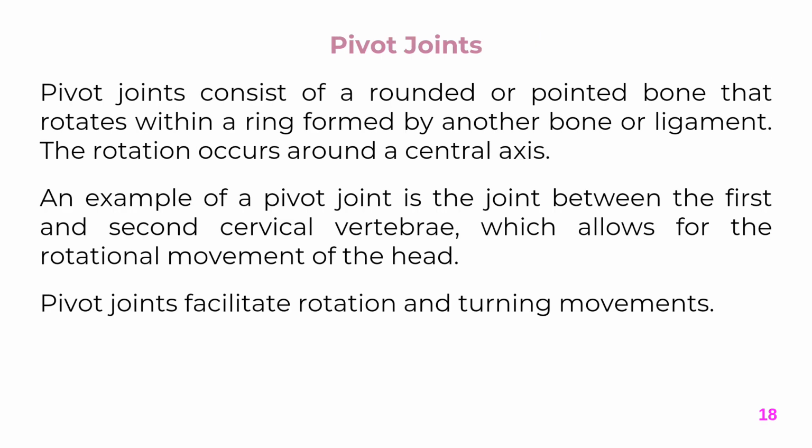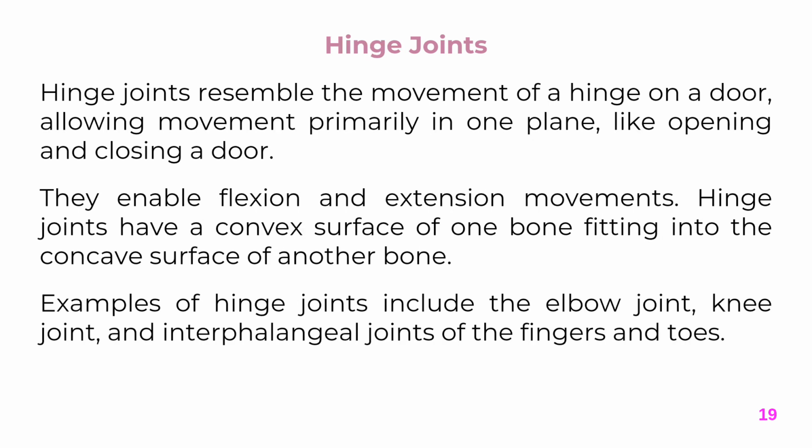Pivot joints. Pivot joints consist of a rounded or pointed bone that rotates within a ring formed by another bone or ligament. The rotation occurs around a central axis. An example of a pivot joint is the joint between the first and second cervical vertebrae, which allows for the rotational movement of the head. Pivot joints facilitate rotation and turning movements.